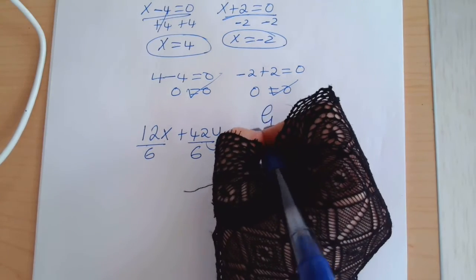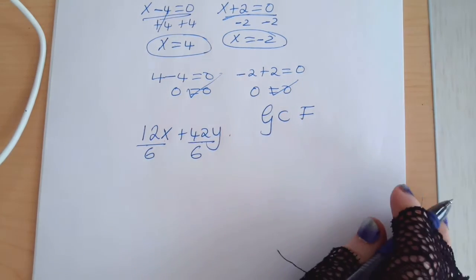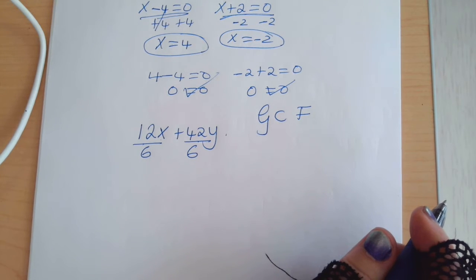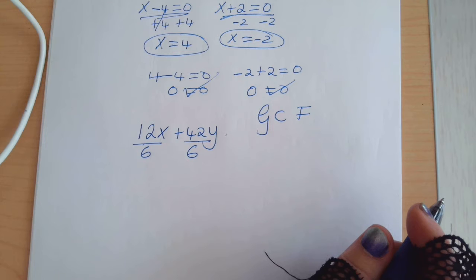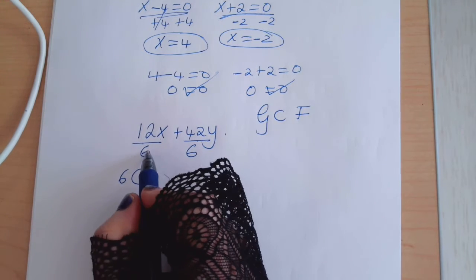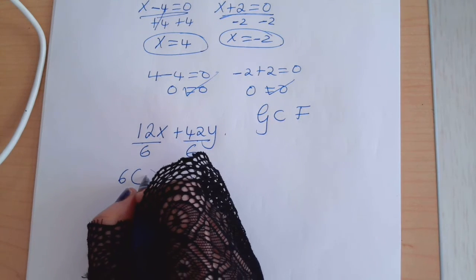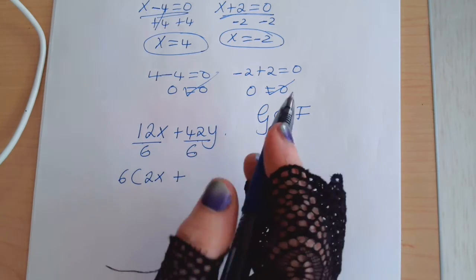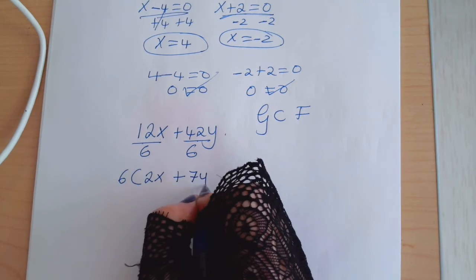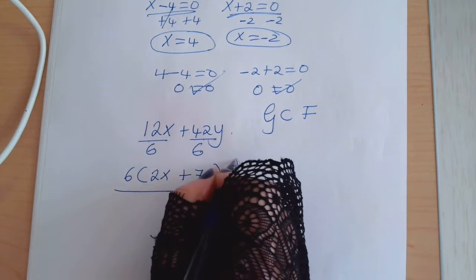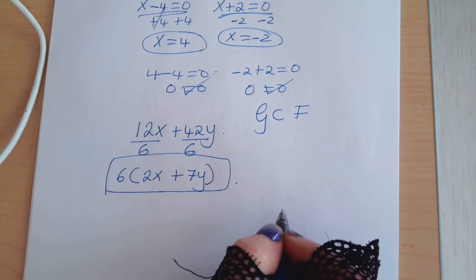Because remember, the greatest common factor, so we do the shortcut and just call it GCF. Nobody wants to write out greatest common factor, so in math you call it GCF and people know what you're talking about. You put the 6 out here, that's what you're dividing. 6 divides into 12x, giving us 2x, plus 6 divides into 42y, leaving us 7y. So that is the answer when you factor out the greatest common factor.